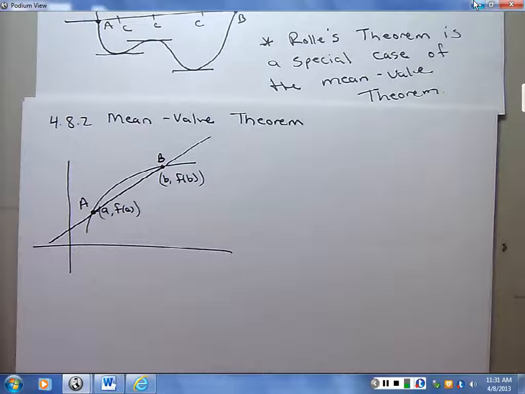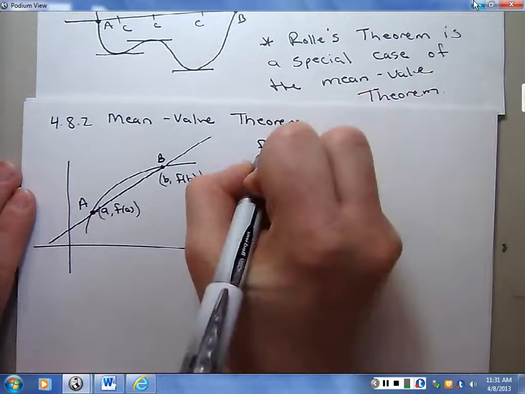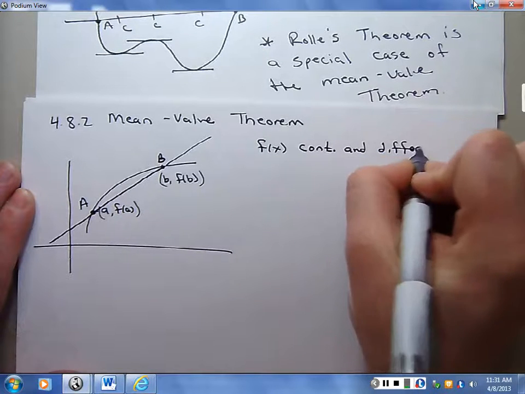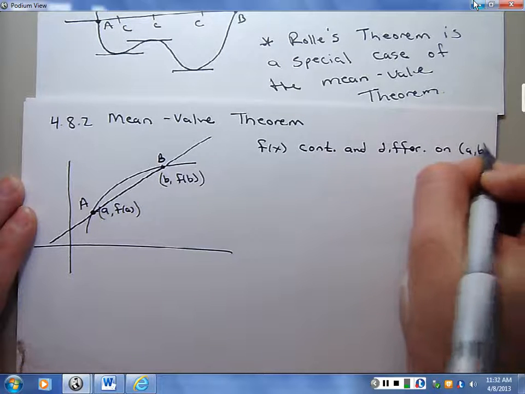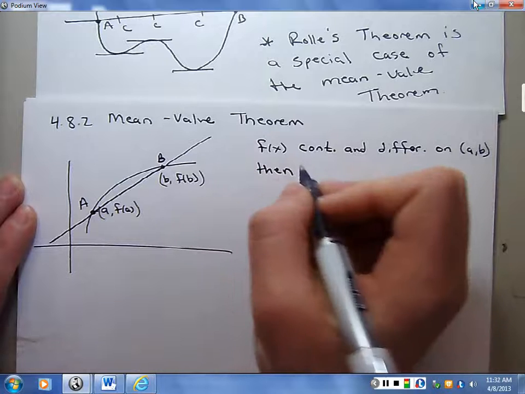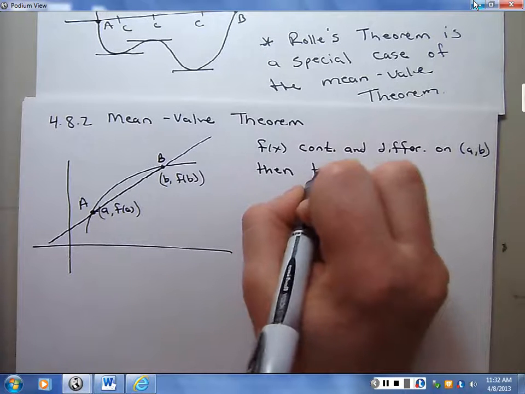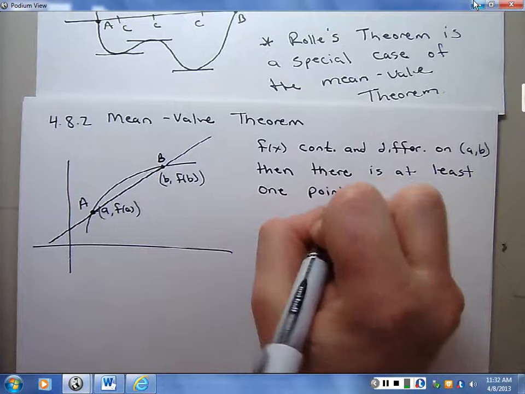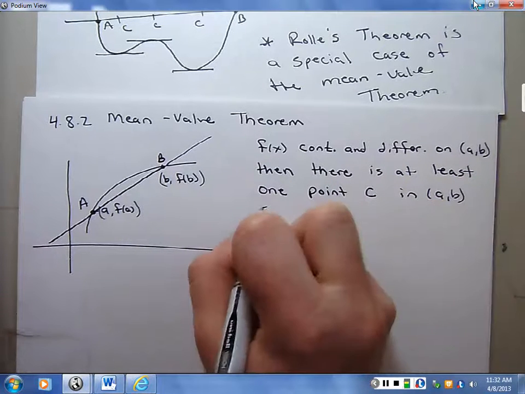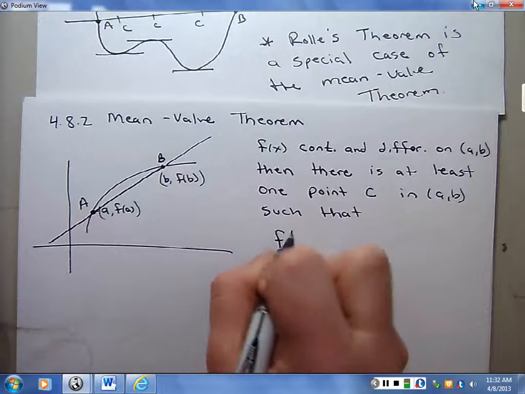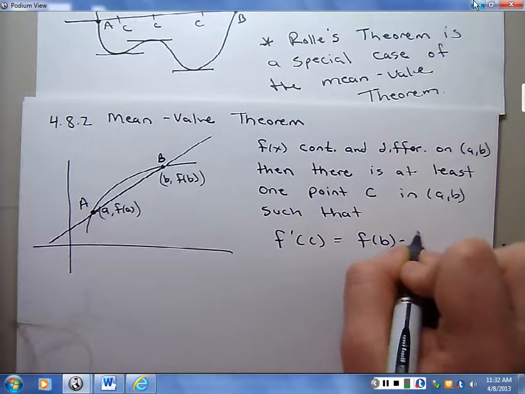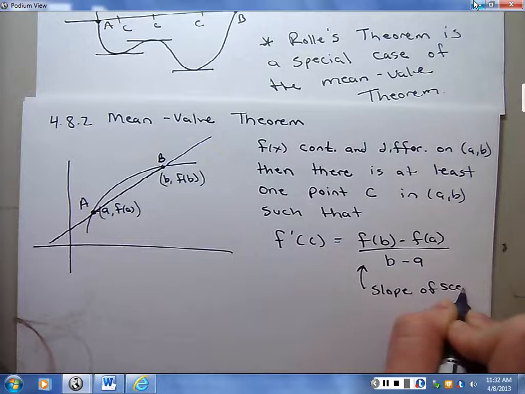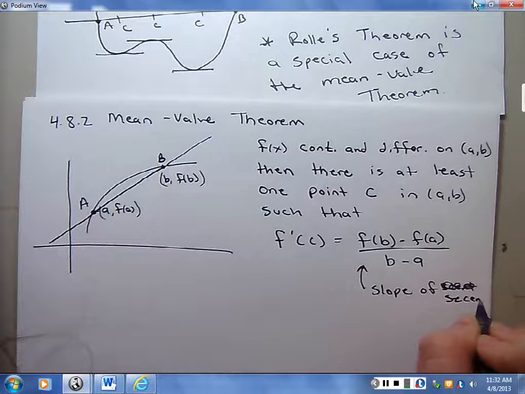So what the theorem states is that if the function is continuous and differentiable, so f of x has to be continuous and differentiable on AB, then there is at least one point, we'll call that point C, in the interval AB such that the derivative of the function is going to be equal to the slope of the secant line.